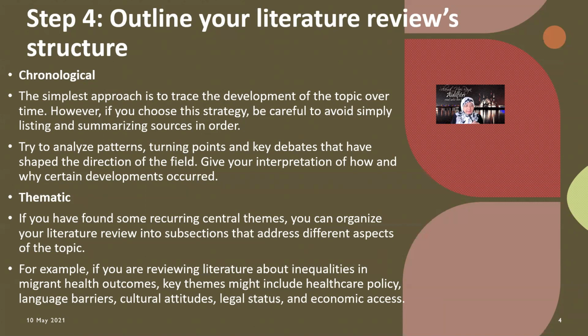Thematic. If you have found some recurring central themes, you can organize your literature review into subsections that address different aspects of the topic. This is why I say categorize it. When you read your articles, categorize your scope. So give them sections and subsections so that you can see the aspects of the topic. Choose different aspects. Choose different approaches that they use.